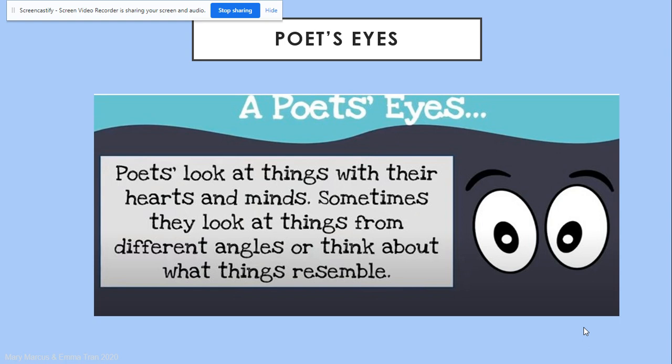Poets look at things through poets' eyes. They look at things with their hearts and their minds. Sometimes they look at things from different angles or think about what things resemble or what things mean or what things look like, and then find different ways to describe them.